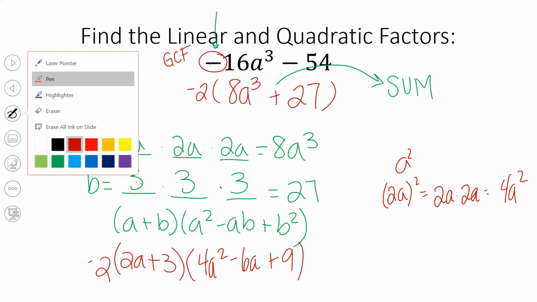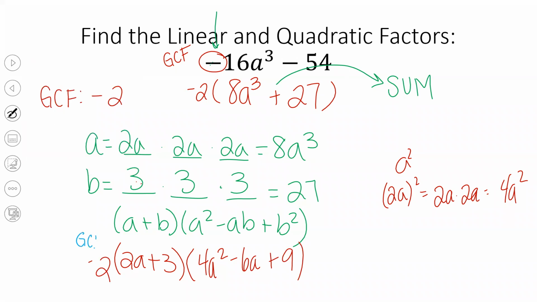And then really quick, let's label. You just told me this is my GCF. 2A plus 3, what kind of factor is that? A linear factor. 4A squared minus 6A plus 9, what kind of factor is that? A quadratic, very good. Okay, questions? So the difference in today's assignment is if it has a negative, remember that has to be in your GCF to make it the easiest way possible, okay?